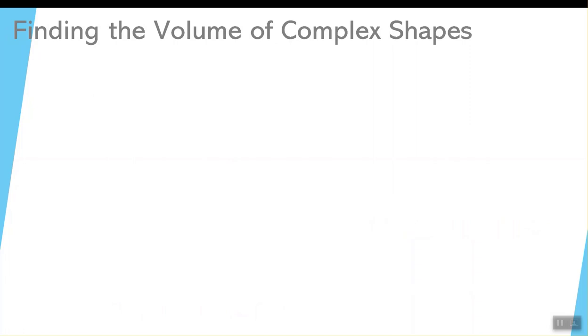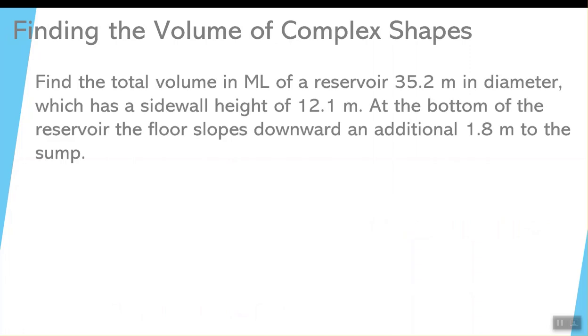Now, the question that we're going to look at says, find the total volume in megaliters, notice in megaliters, of a reservoir 35.2 meters in diameter. It has a sidewall height of 12.1 meters. At the bottom of the reservoir, the floor slopes downward an additional 1.8 meters to the sump. Okay, so that's our starting point.